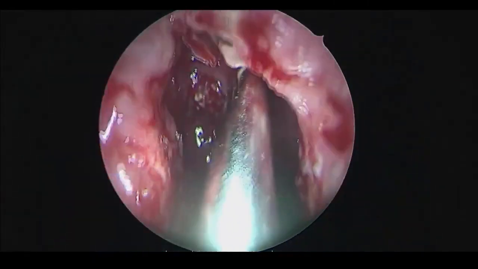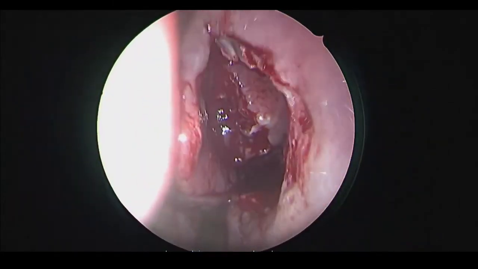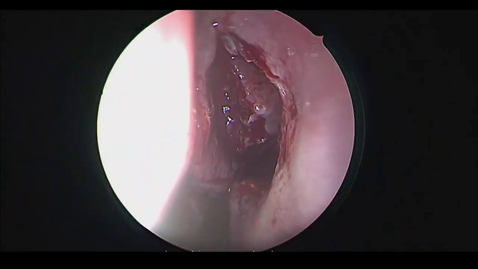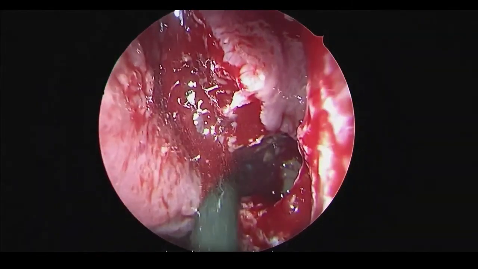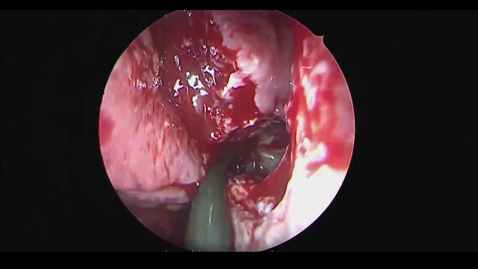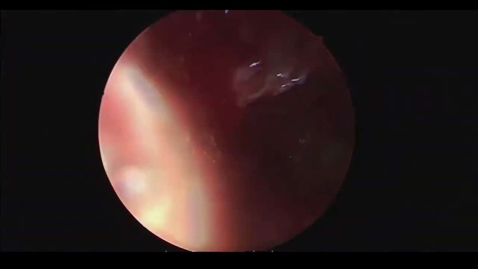Zero degree only. Now, sir, before going up, you cannot see anything beyond this with a 0 degree. The 70 degree is the key for many regions. It helps you look into the corners under vision.